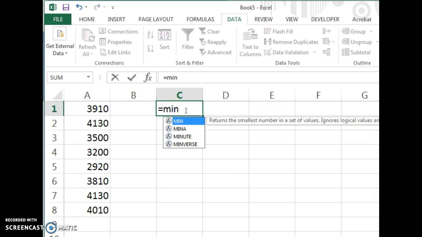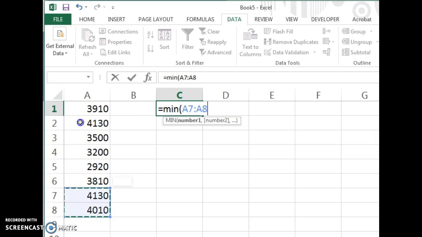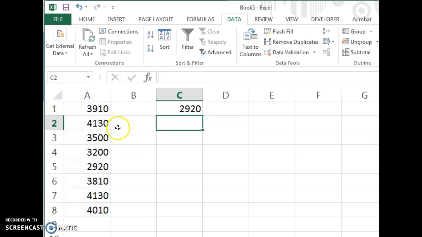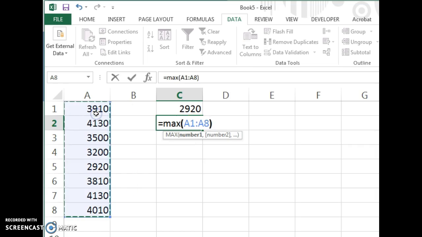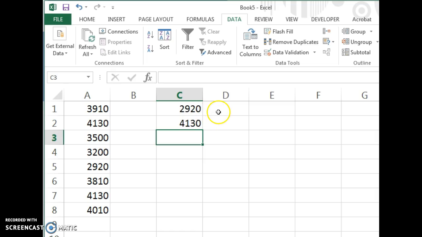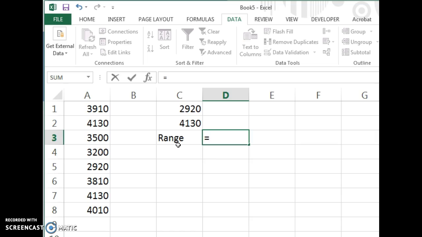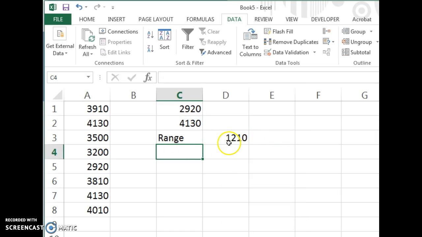So you can find the minimum value out of all these, and then you can find the maximum value out of all these. And then your range would be just the difference between those two. So for our range, we're going to take C2 minus C1 to find the difference between the largest and smallest value.